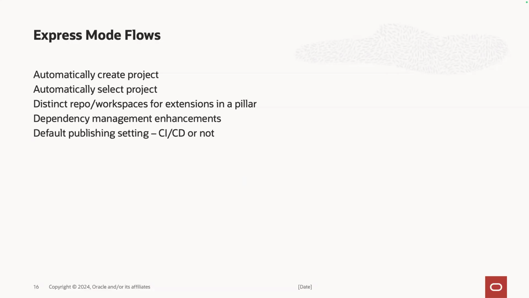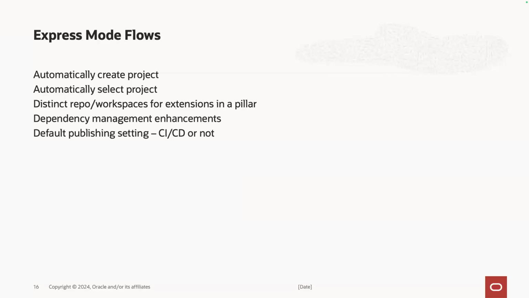This is all helping you enforce our best practices of having a single project, a single workspace per developer. We also make sure to have the right repositories in place, a distinct repository for each pillar. So you would have a Git repository for HCM, a Git repository for CX, etc.